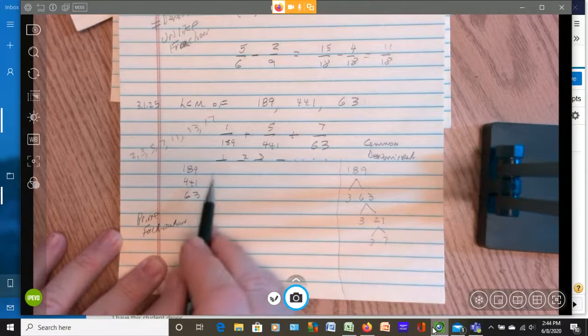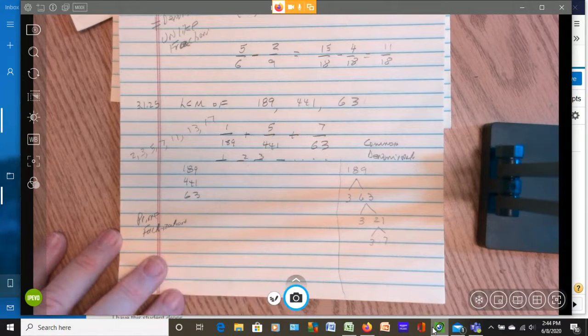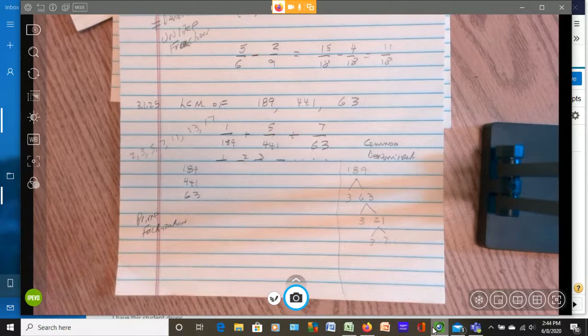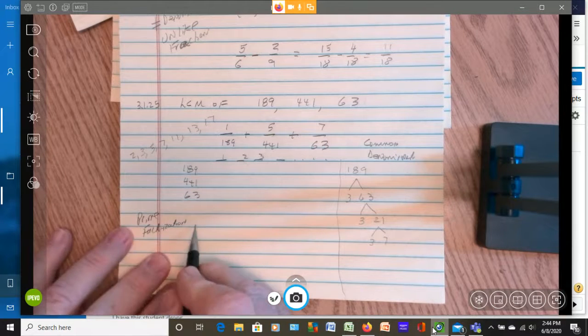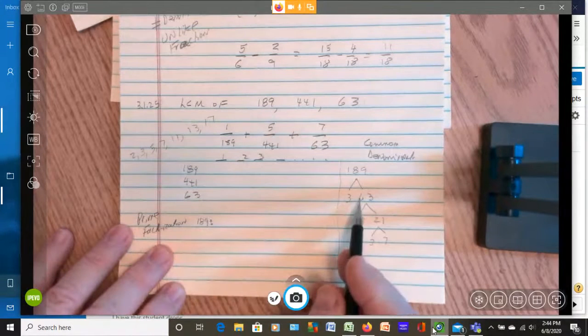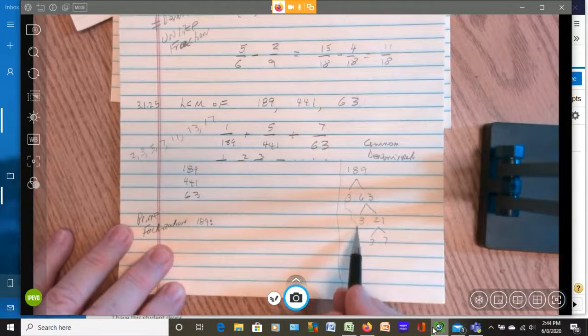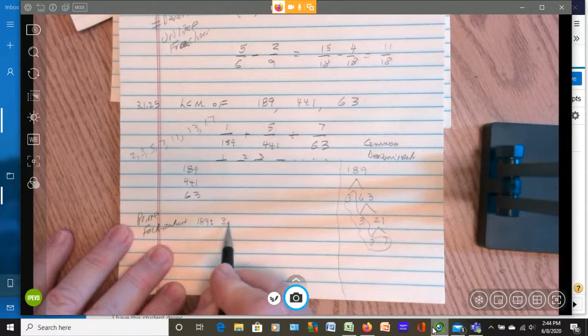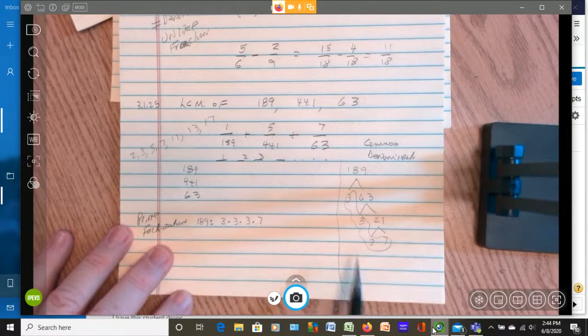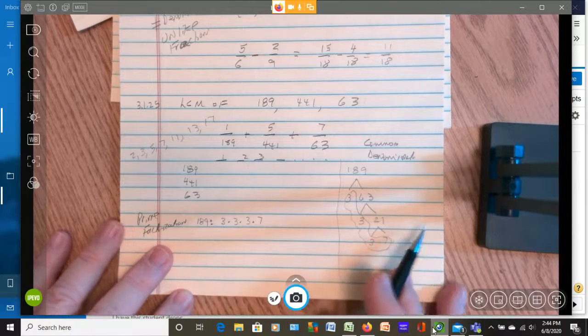So 189, I'll just use this space right here. You ready? So I'm just going to write 189 here, and I'm going to write this prime factorization. I'm going to write 3 times 3 times 3 times 7. 3 times 3 is 9, times 3 is 27, times 7 is 189. Okay, so we're done with that one.